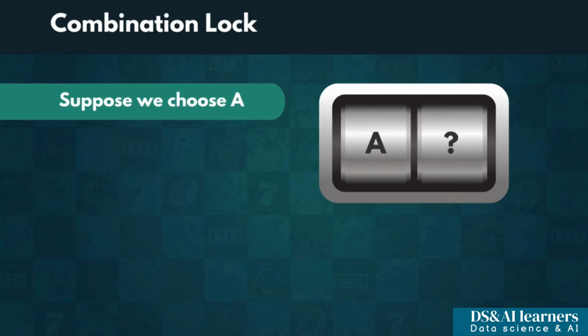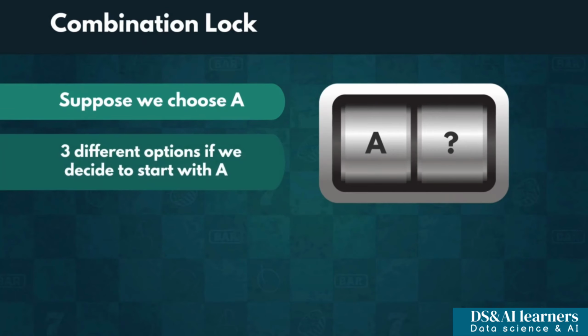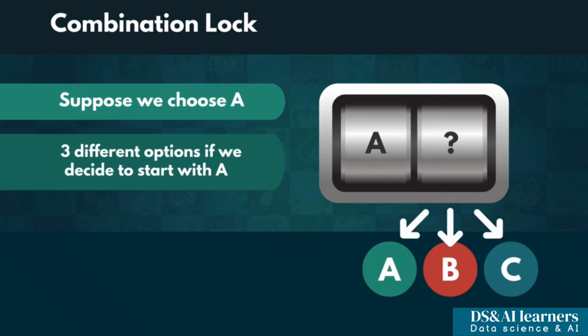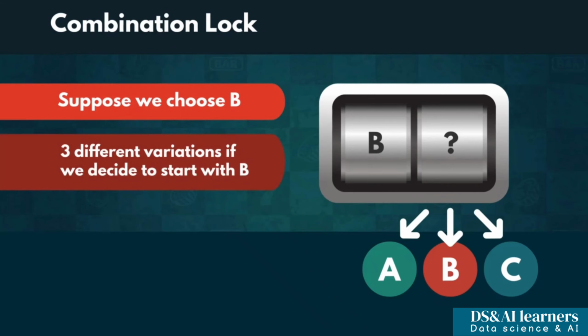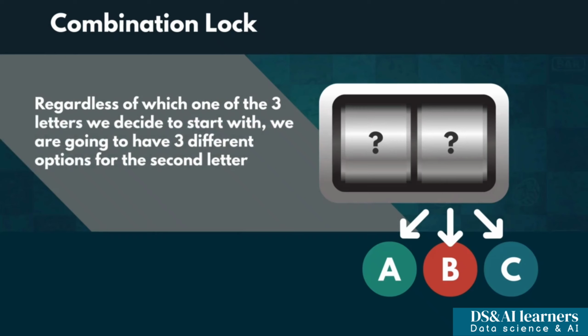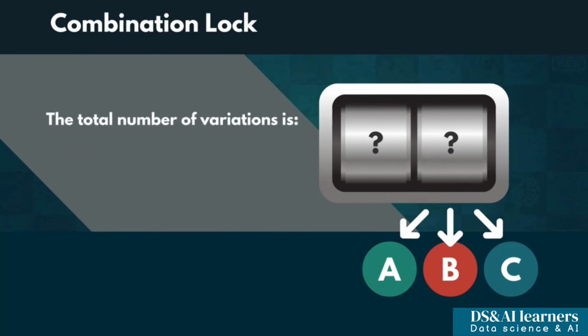Since we can repeat values, we once again have the same three options for the second letter: A, B, or C. This indicates that there are three different variations if we decide to start with A. Now, if we put B in the first position, again, we would have three options for what we choose for the second letter. In general, regardless of which one of the three letters we decide to start with, we are going to have three different options for the second letter. Therefore, the total number of variations we can get is 3 times 3 equals 9.